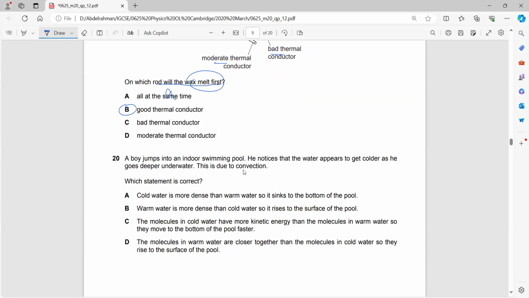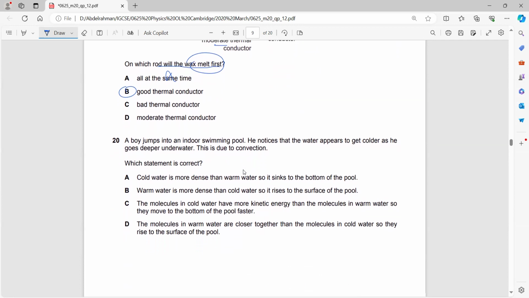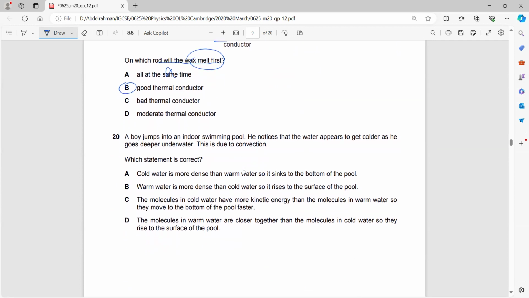A boy jumps into an indoor swimming pool. He notices that the water appears to get colder as he goes deeper underwater. This is due to convection. Which statement is correct? As he moves deeper into the water, why does the water become colder? Cold water is more dense than warm water, so it sinks to the bottom of the pool.